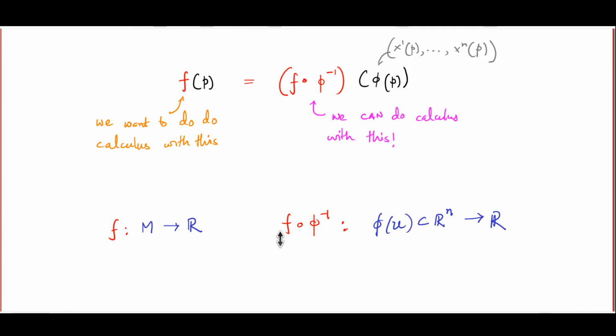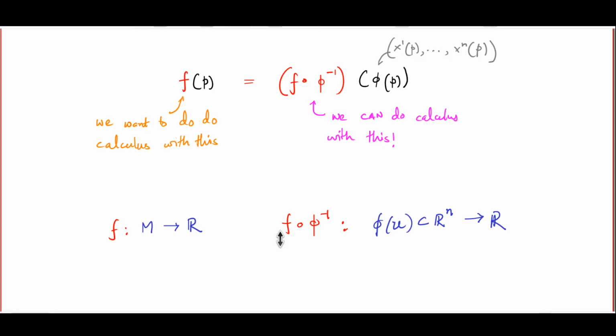So, in a sense, this is just a matter of necessity. We can't do calculus with f, but we can do calculus with f composite phi inverse. However, it might still seem a bit unnatural to you that we are using a different function altogether when we are talking about the properties of f. But if you think about it, it's really not that unnatural. And to understand that, let us take a look at an example.